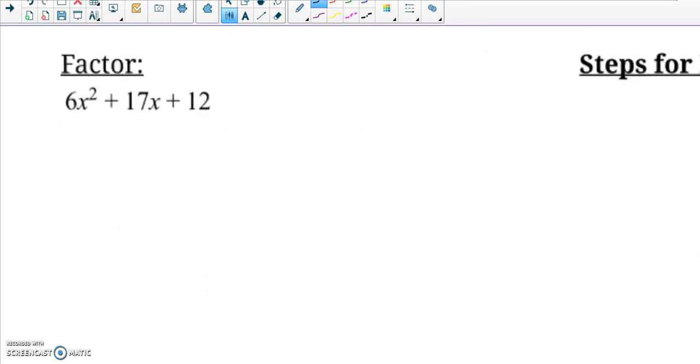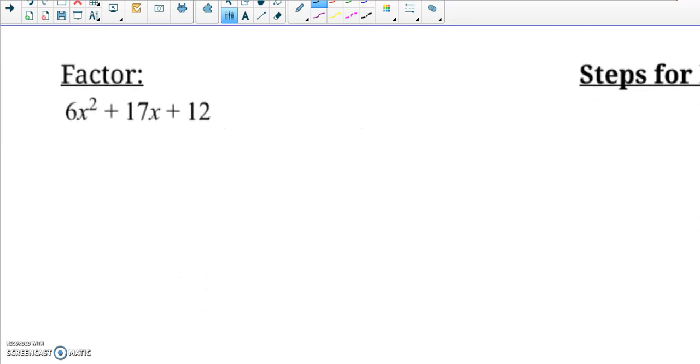What I want to look at today is how to factor when there's a number out in front of x squared that's not just 1. Okay, so the process is similar, but there's a couple of differences. If you want to write down some steps over here, I left you some space here. So I'm not going to write them down, but if you want to write down some steps, I definitely recommend it.